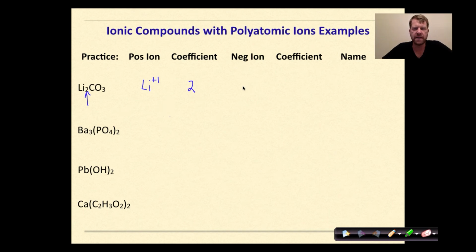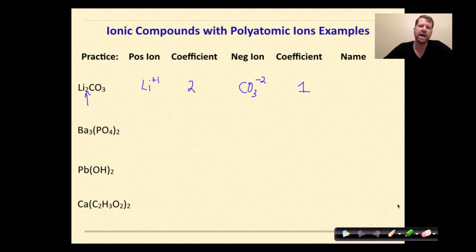The negative ion is a carbonate polyatomic ion. Table E says that the polyatomic ion is CO3 -2. Again, you have to recognize your polyatomic ions, even when they're not in parentheses. This carbonate polyatomic ion is not in parentheses because there's only 1 of them. That's what I mean by coefficient. I want you to look at this formula and see that there's only 1 CO3 -2 polyatomic ion.